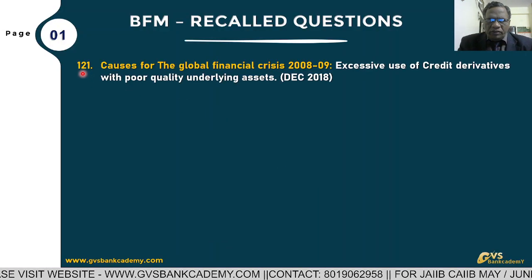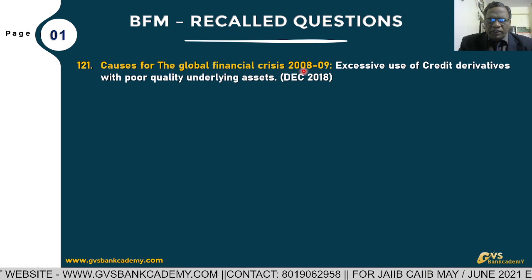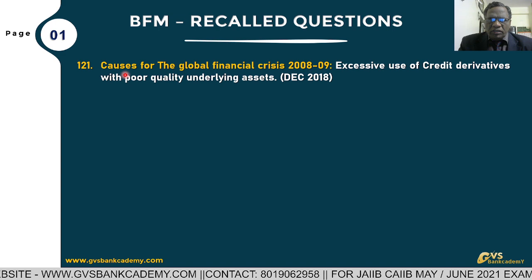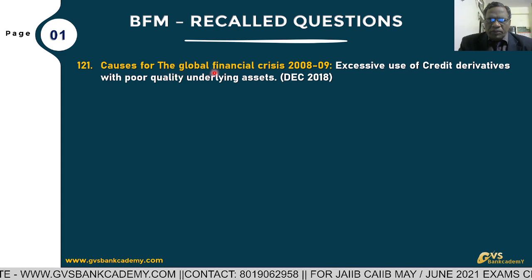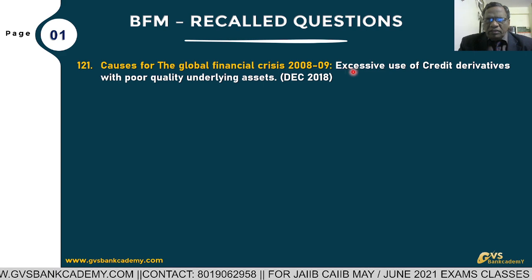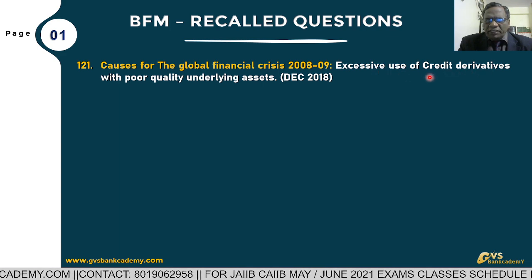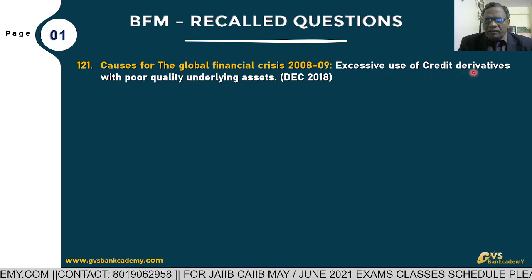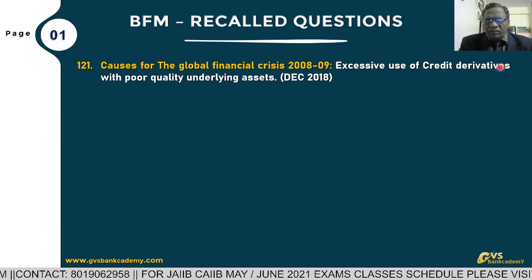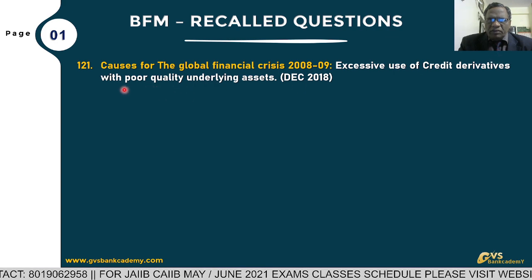Question number 121. What are the main causes for the global financial crisis in 2008-9? What are the main reasons for the US subprime crisis in 2008? The main reason is that at the time the foreign banks and US banks were excessively using credit derivatives for credit risk management. For credit risk mitigation, they had used excessive credit derivatives. But the underlying assets against the credit derivatives were of poor quality.